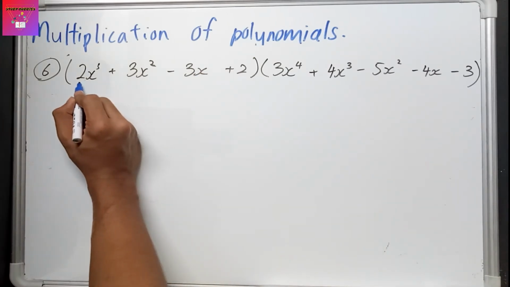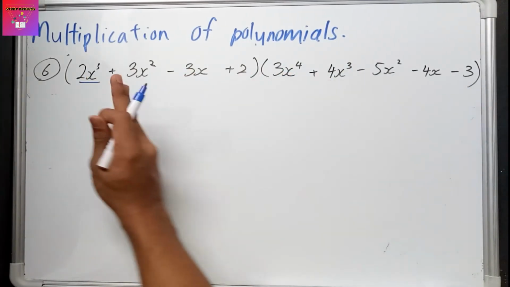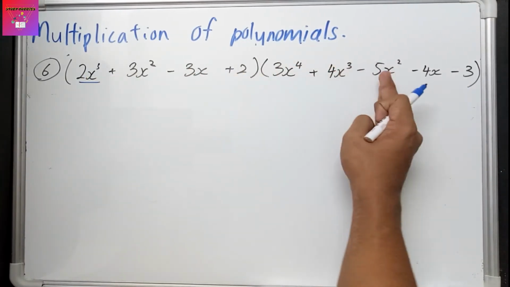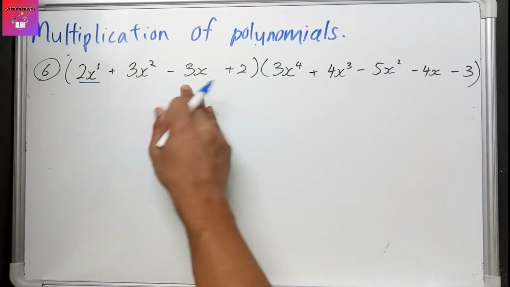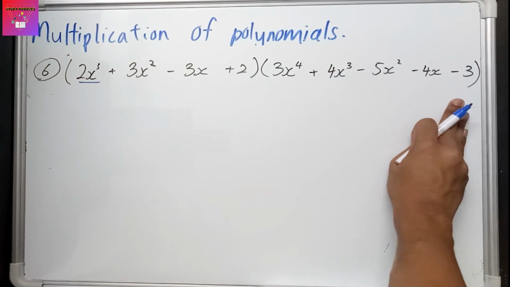First we are going to take 2x cube, multiply with all the 5 numbers here, followed by 3x square, multiply with all the 5 numbers, negative 3x, multiply with all the 5, and 2 multiply with all the 5.